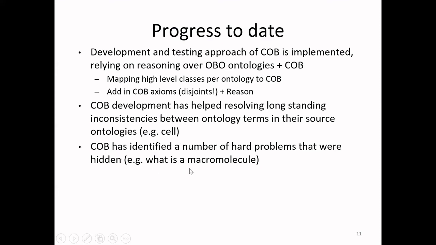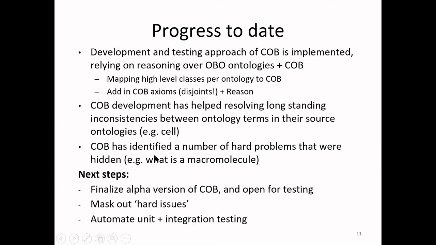And then there are also a number of hard problems, for example macromolecule, or just something like an atom. For a physicist, an atom has a certain number of protons and neutrons. But for a chemist, you have something like a chemical species, where the chemical element is made of atoms of different isotopes and different weights, and you have an effective weight.